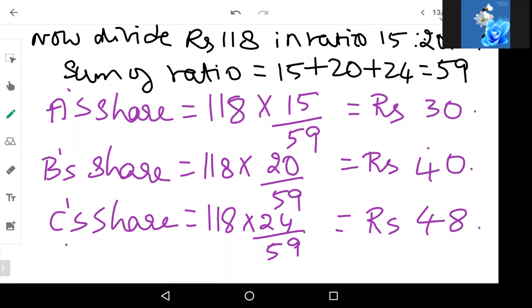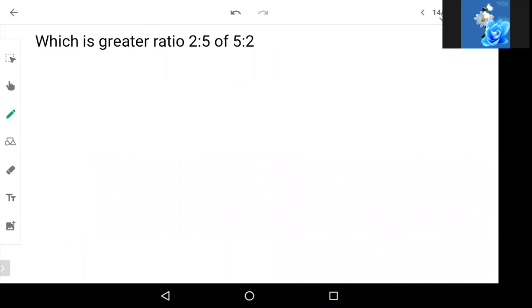Any doubts in this problem? Did you all understand? Good. Now moving on to the next question.